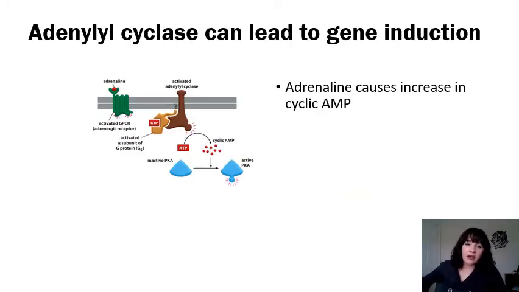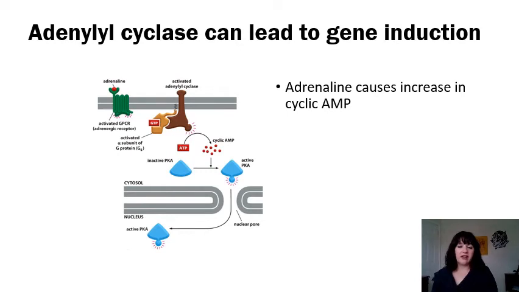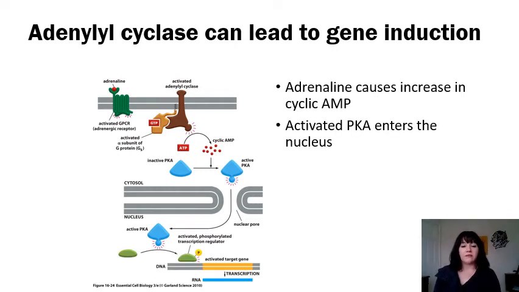In addition to activating enzymes, adenylyl cyclase can also lead to induction of gene expression. Again, here we're looking at an example of adrenaline, and this time cyclic AMP, when it activates PKA, does not lead to activation of enzymes, but rather expression of genes. PKA can enter the nucleus when it becomes activated, and it can phosphorylate transcription factors. So just like enzymes can be turned on or off by phosphorylation, the activity of transcription factors can be regulated by phosphorylation as well. So in this case, a transcription factor will not bind and promote a gene being transcribed until it gets phosphorylated. So only upon signaling of adrenaline will this specific gene get turned on.